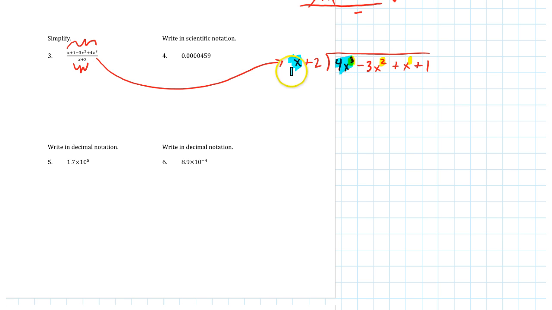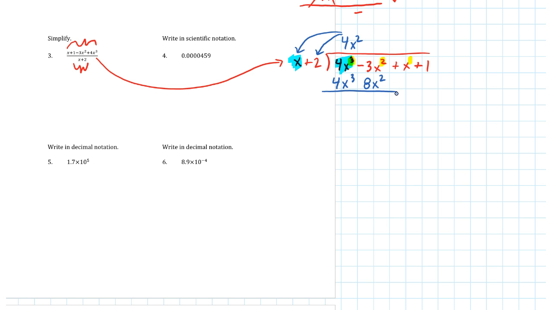We need to think, okay, what do we multiply x by to get 4x cubed? Well, that would be 4x squared. So 4x squared times x is 4x cubed. 4x squared times 2, so you also have to do it by the 2, is 8x squared.